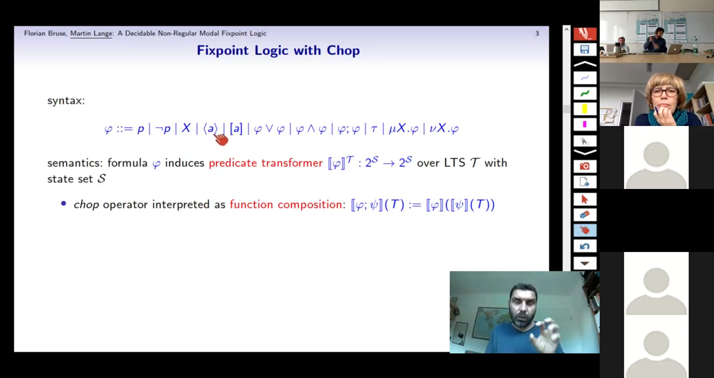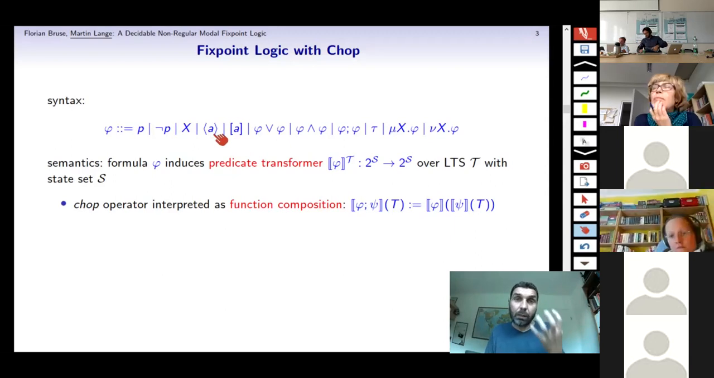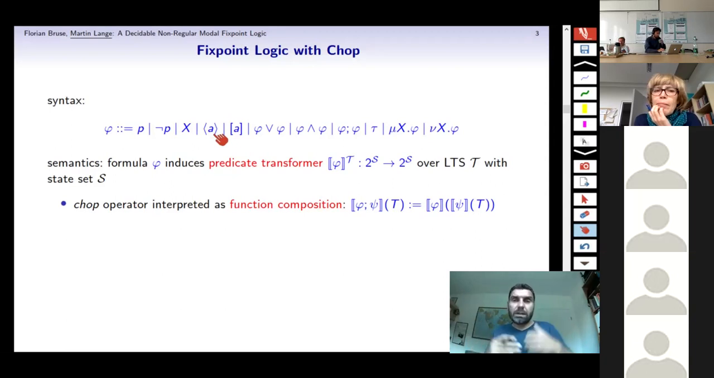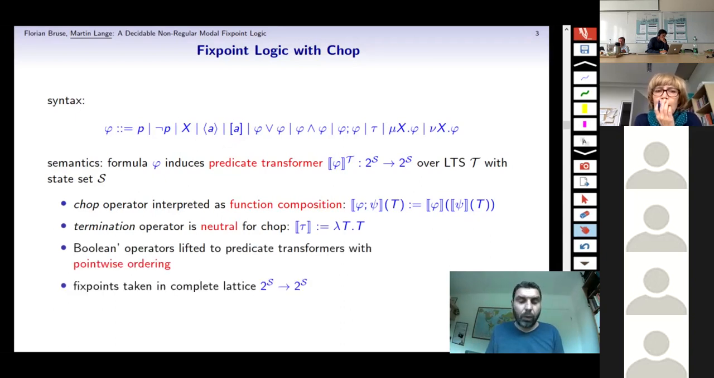For instance, it makes sense to see that the diamond A operator now takes a set of states, say T, and returns the set of states which have an A successor into T. So this is all semantically sound, and the important thing is that even the fixed points can be interpreted in this standard way, in this function lattice with pointwise ordering. So let's not get into this anymore.